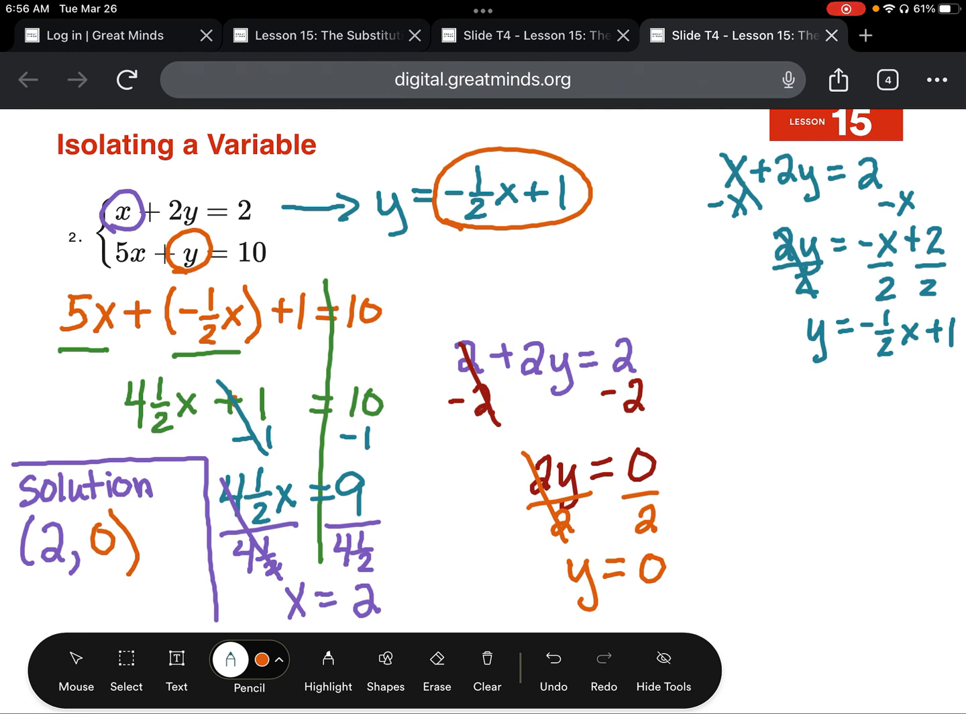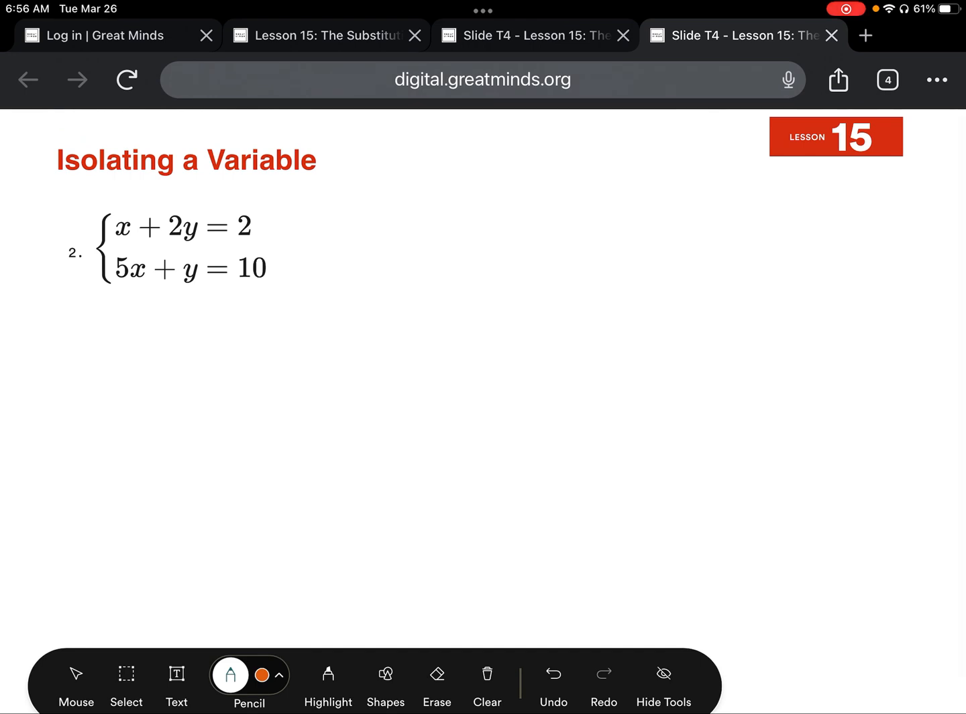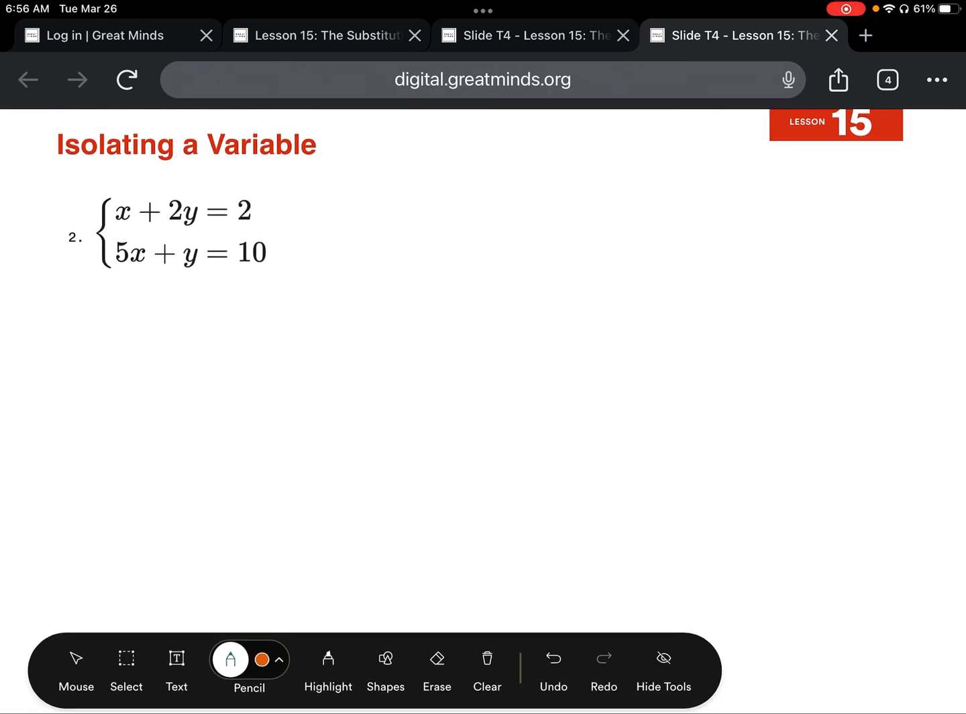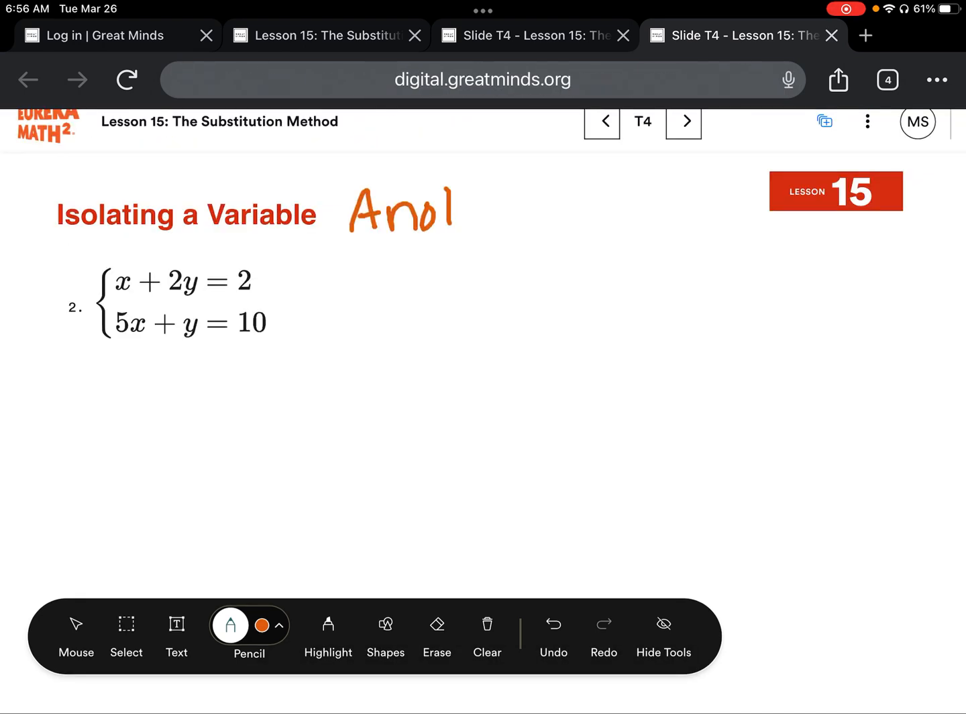So go ahead and pause here if you need to write any of this down. I'm going to clear and show you another way to do this problem. You don't have to write it down, but just to show you there are multiple ways to do this. Oh, here we go.